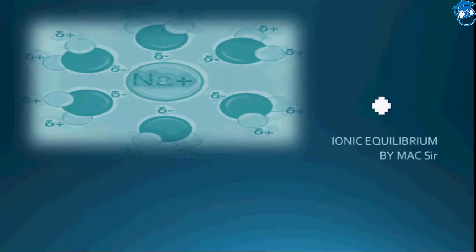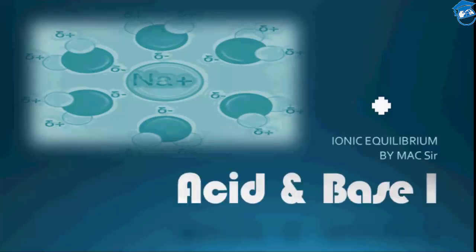Hello everyone, thank you for watching Edupedia World videos. Continuing with the topic of ionic equilibrium, today we will look into the concept of acids and bases. Before we move on with the chapter, we need to understand what an acid is and what a base is. The definition of acid and base is based on various concepts, and one by one we'll look into each one of them to get a better understanding of these terms.